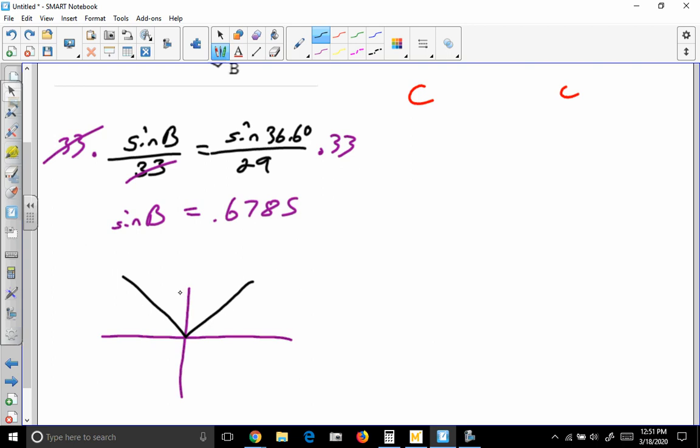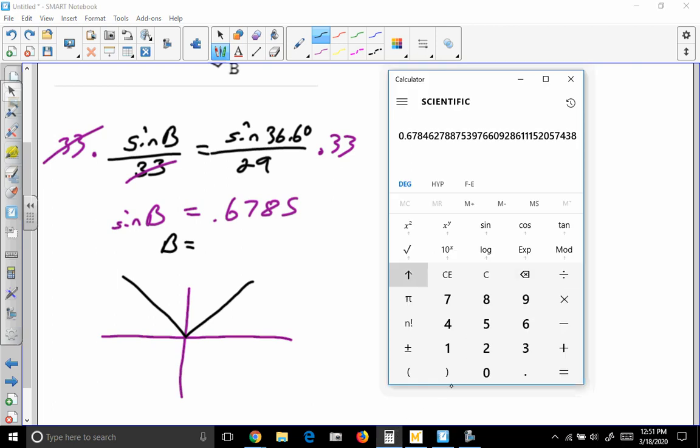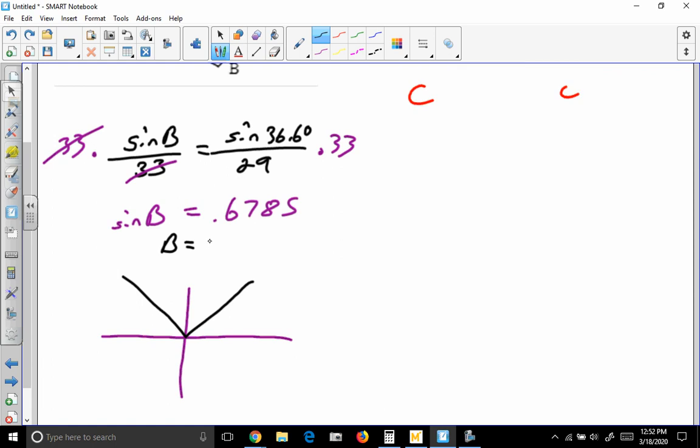Angles in the second quadrant are, for example, 95, 98, 103, 135. Triangles that are obtuse have angles such as that. So we need to list the answer for this equation in the first and the second quadrant. So if we do inverse sine, we get 42.7 degrees. That's the answer to that equation in the first quadrant.